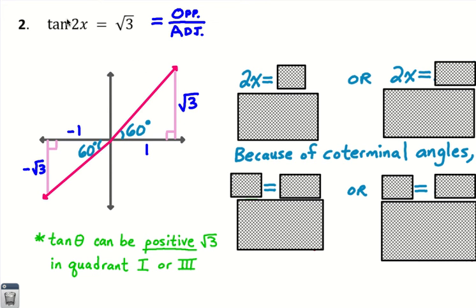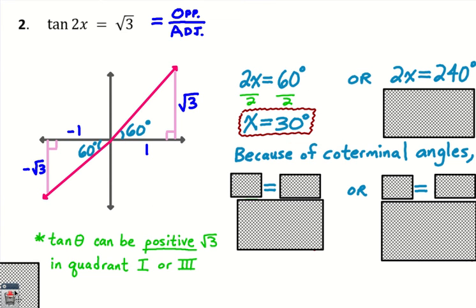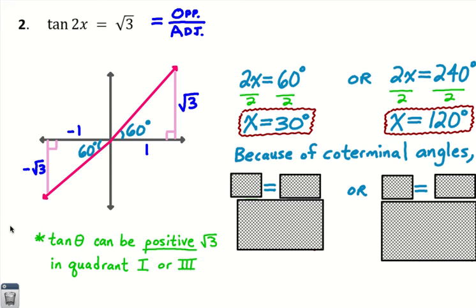And so it figures out that 2x could equal what? Well, the tangent of what is root 3? It looks like 60 degrees in quadrant 1, or what's my quadrant 3 solution? 240. So 2x could equal 60, or 2x could equal 240. But remember, people, we want x. So x could equal 30 degrees, or x could equal 120 degrees, when you just take these two simple looking equations and solve for x, get x by itself. Divide both sides by 2.